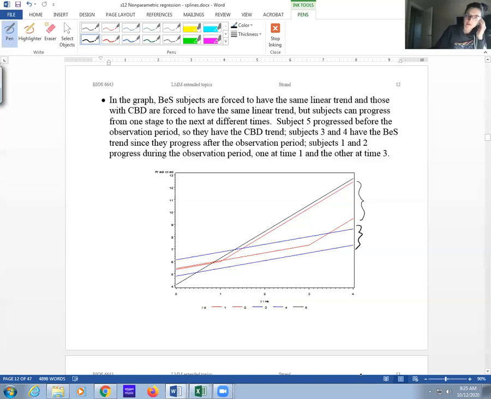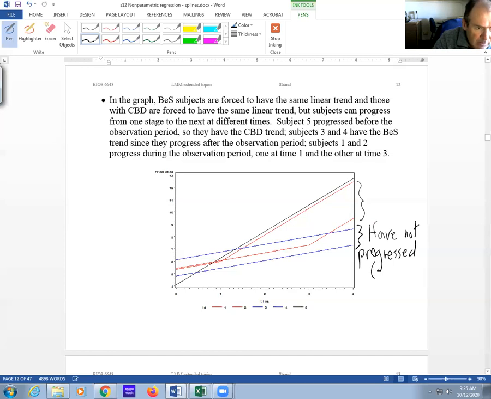People who never progressed. Yep, that's right. So these are the ones who have not progressed yet. And maybe they won't. Maybe they'll stay just beryllium sensitized. We don't know. Maybe they will, maybe they won't. This model is not going to say they for sure will, but we know they haven't progressed yet. Whereas, what about this one, the black one, the top one?